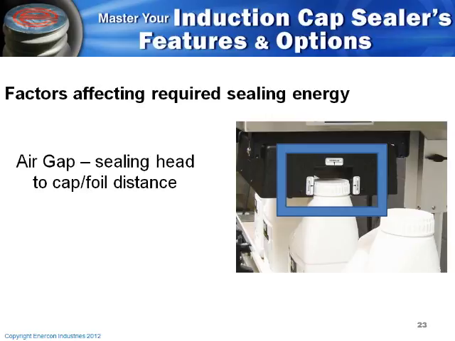So now that we have a little bit of an idea of how the power, how the energy, is generated in your cap sealer, I want to cover a few important topics on factors that will affect the amount of energy required. The first is air gap. As we define this, it's the distance between the sealing head and the top of the cap or foil.